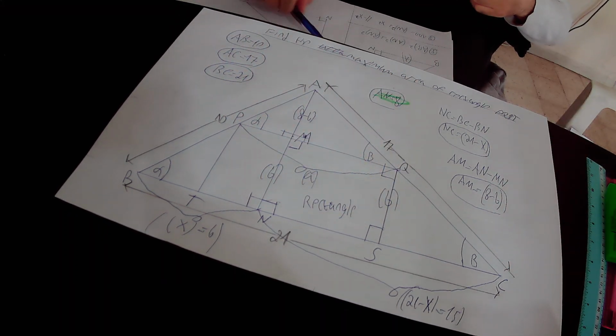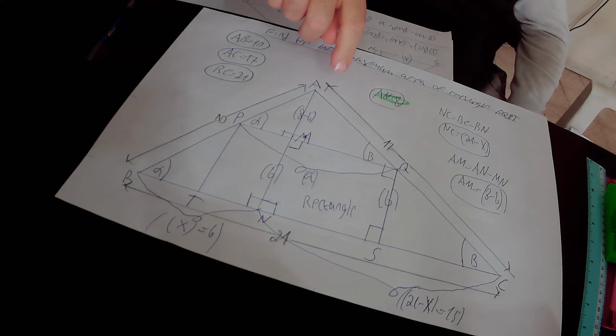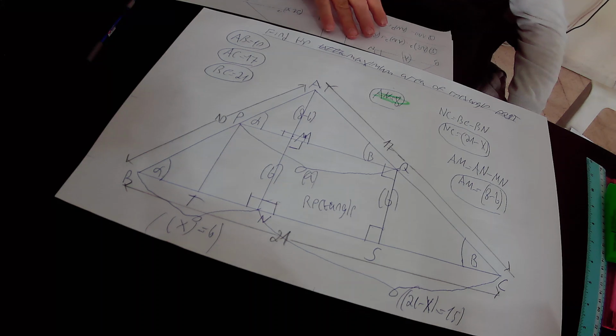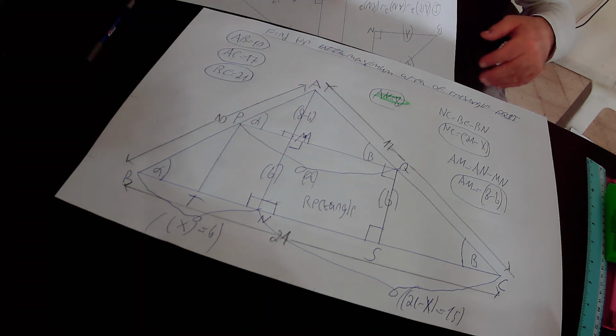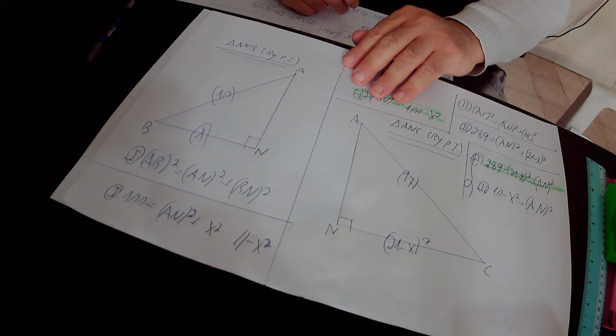In the next step, I copied this right triangle A and B in a new page, and we implemented the Pythagoras theorem on this right triangle. According to the Pythagoras theorem, in a right triangle, the square of the hypotenuse equals the sum of the squares of the perpendiculars.